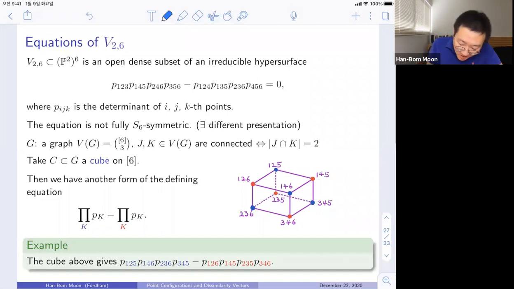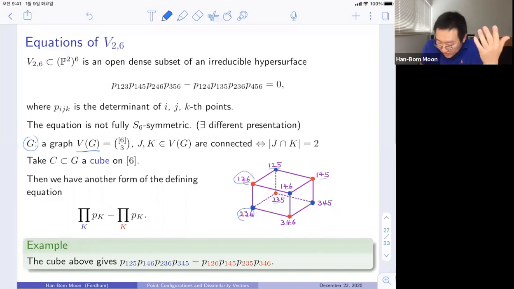Now let's take a graph G whose vertex set is the set of 3-subsets of 6. Here are several examples. They are the vertices. And we are going to connect two vertices if and only if their intersection is of size 2. So 1, 2, 6 and 2, 3, 6 share two entries, 2 and 6, so we are going to connect them.